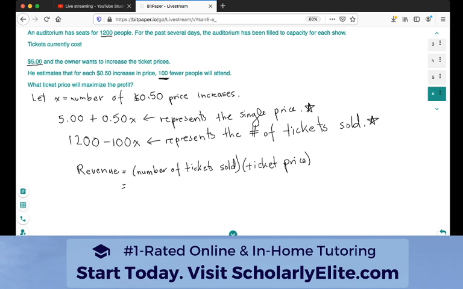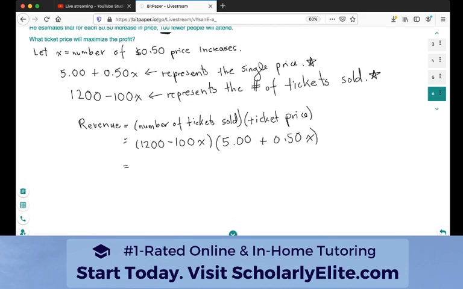The revenue then is going to be the number of tickets sold, which is 1,200 minus 100x, times the price, $5 plus 50 cents times x. Alrighty, guys, let's go ahead and do that multiplication. If you're feeling unsure about how that works, we are just literally doing this. It depends on how you want to do it. I typically like to do the x's first, but in this case they're not set up that way, so it's okay. We'll do this times this.